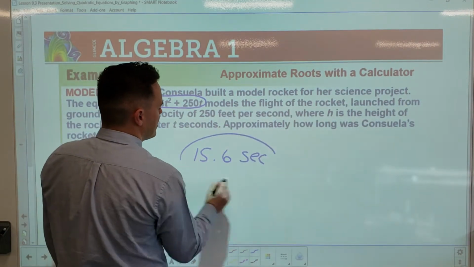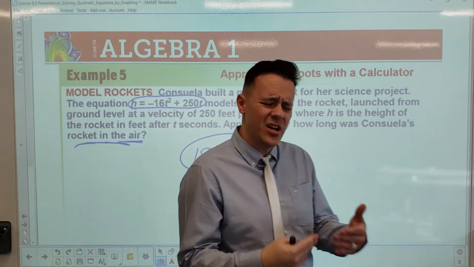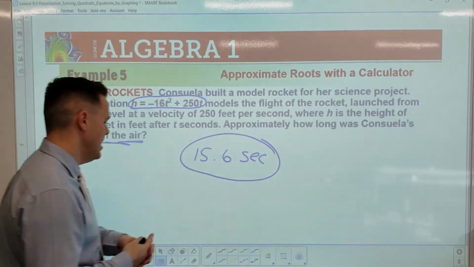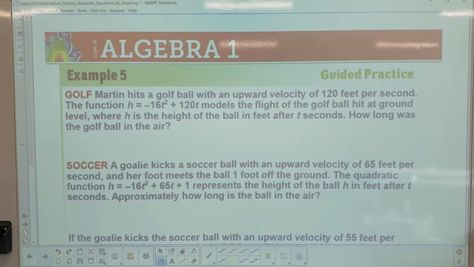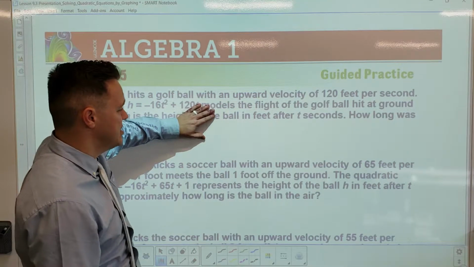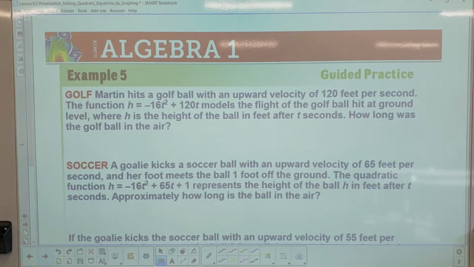The reason I told you all that extra stuff is so that you guys can understand and interpret these graphs, okay? That's a huge thing going forward. Guided practice is just this top one. Please work on that one real quick.